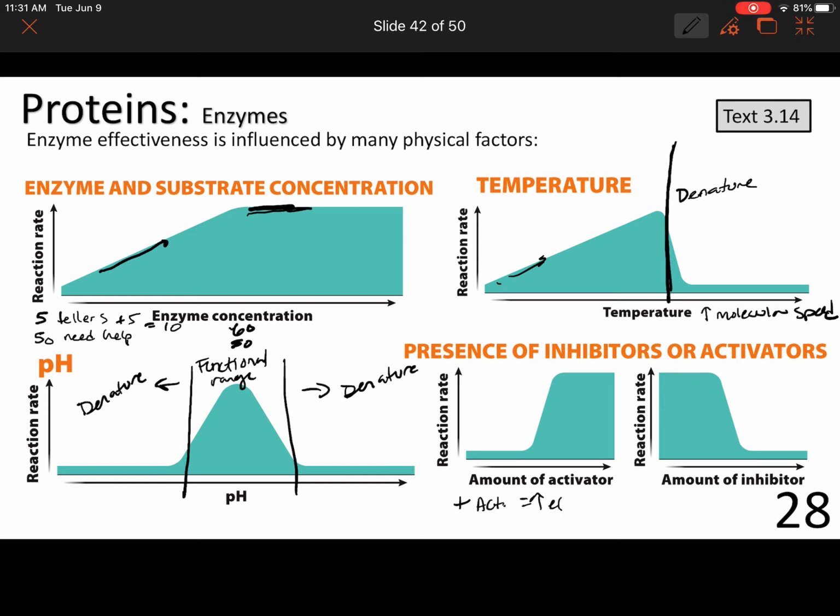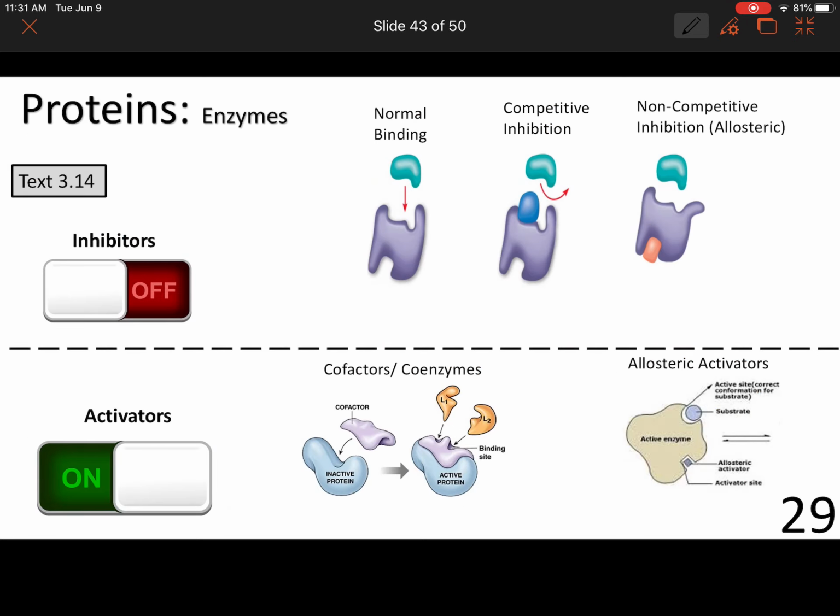And then finally, the presence of inhibitors or activators can also have a big influence. Adding activators equals an increase in efficiency up to a certain point. And the opposite is true of inhibitors. Inhibitors decrease the efficiency.